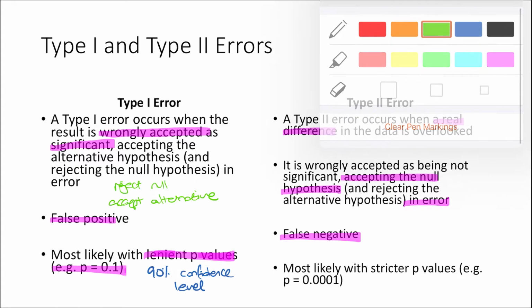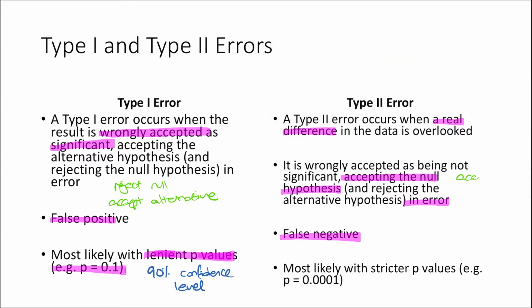In this case, we accept our null, and we reject our alternative in error. So it's a false negative. There is a real difference. There is a real association, and we're rejecting that. Instead, we accept our null hypothesis in error.